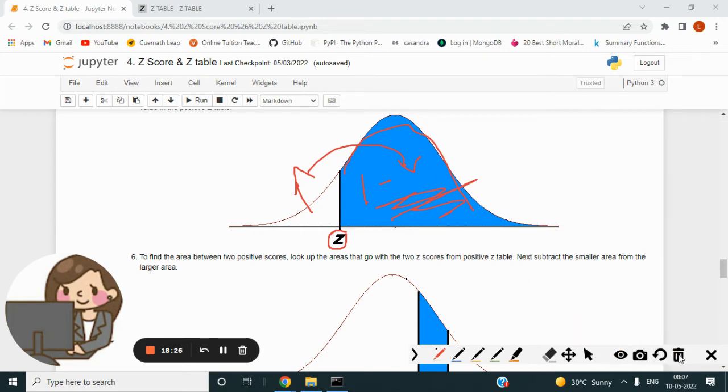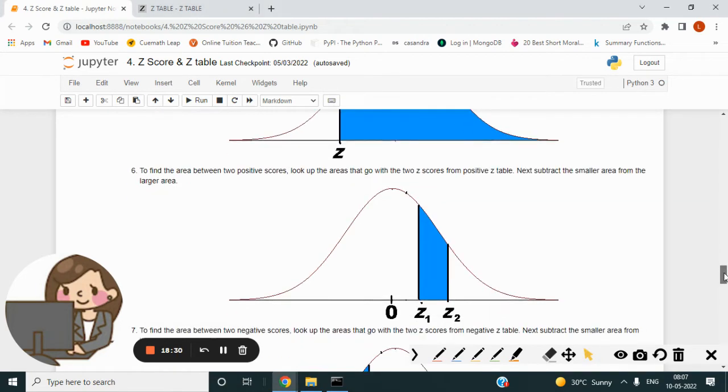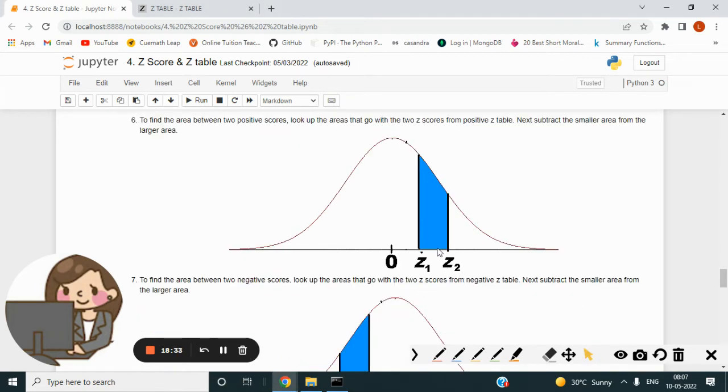Now, if you want to get the area between two values, which we have seen earlier, z1 and z2, you first find the area of z2, then the area of z1, and then you subtract both. Since the area for z2 is more, you subtract the area you got from z1 from the area of z2, and you get the intermediate area over here.